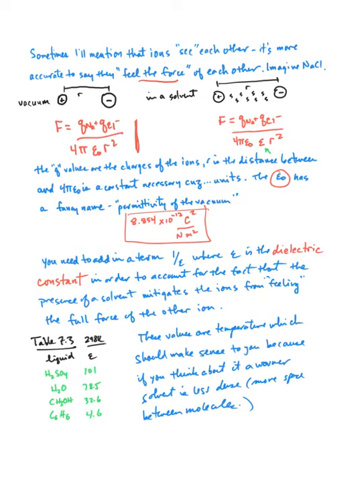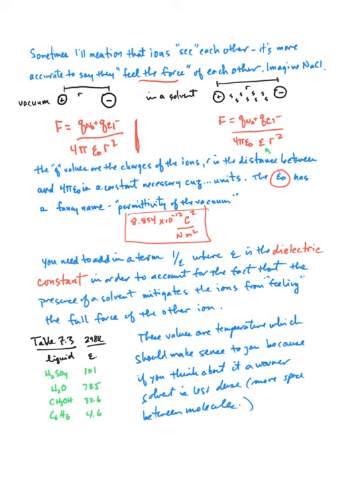The 4 pi epsilon naught is a constant that helps us put this force in SI units. The epsilon naught has this funny name called the permittivity of the vacuum. Sounds a very antiquated term. It's basically a constant that again relates to a charge being felt through space by another charge. The r squared term is the distance between the center of the two ions squared.